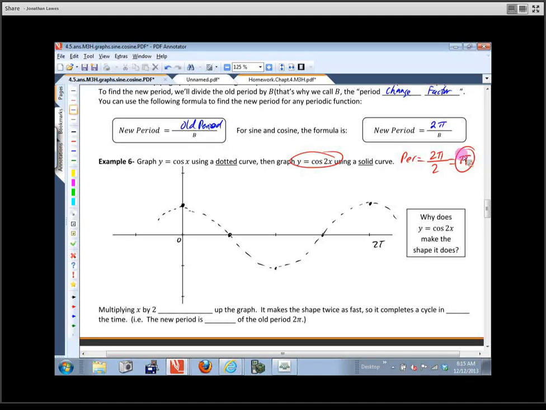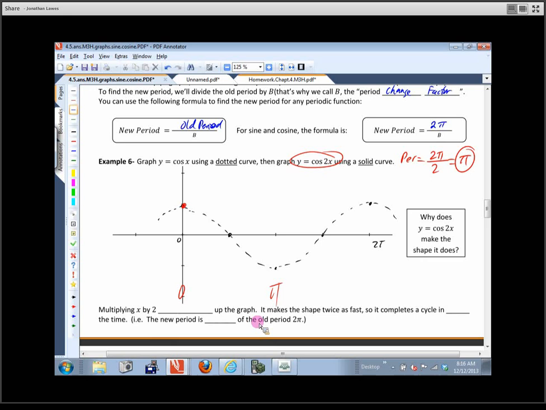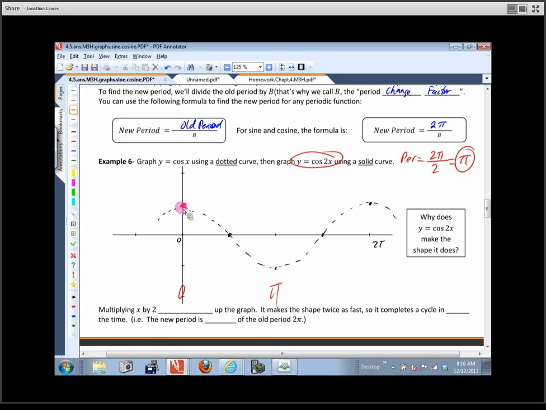New period's pi. So this completes the cycle in pi units rather than 2 pi units. So this is going to start here, and it's going to end this cycle by the time we get to pi. We're going to end right here. So this is 0 and this is pi. We're going to finish one cycle that quickly. So it's going to go down and go back up in that amount of time.